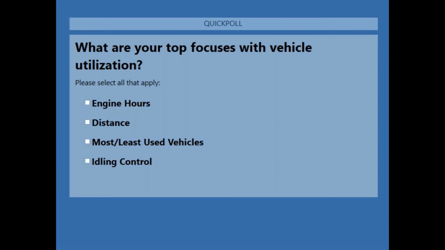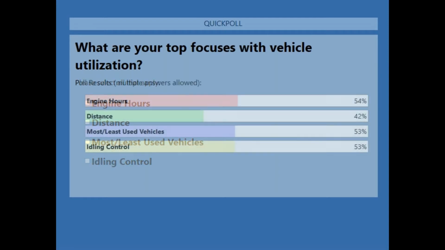All right, perfect. We're just going to close that out and share those results. It was a very close race today. Coming in first place with only 1% difference at 54%, we have engine hours, followed very closely in a tie for second place by most and least used vehicles and idling control, and then distance is at 42. So it looks like engine hours, most and least used vehicles, and idling control are the top ones for today.